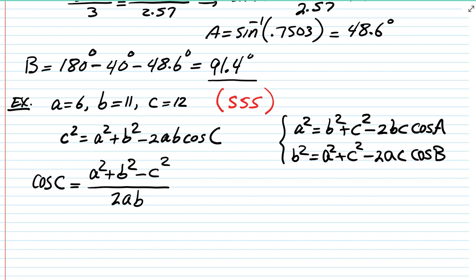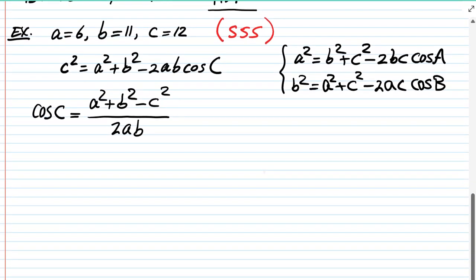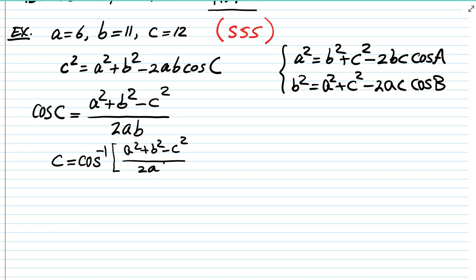Okay, and now all I have to do is plug in the specifics. I can actually even go a step further. Let's do this. From this, take arc cosine of both sides, or by definition of inverse, C is cosine inverse of the right side, A squared plus B squared minus C squared divided by 2ab.